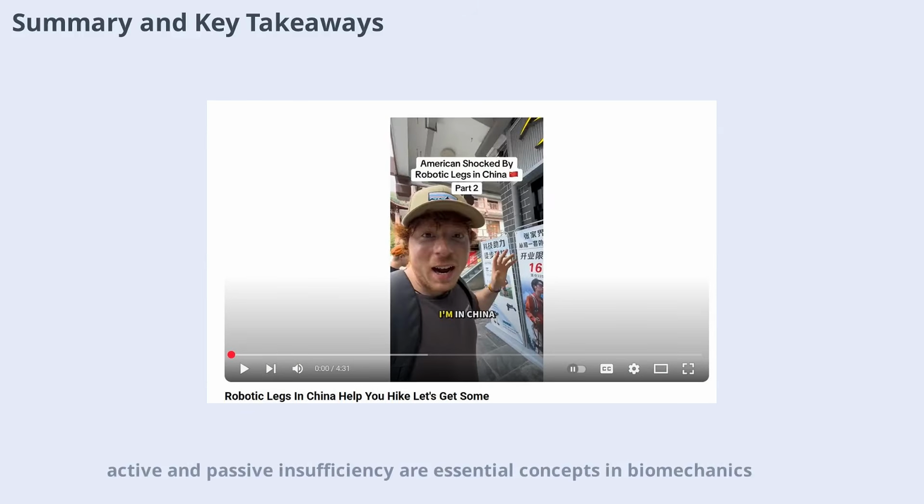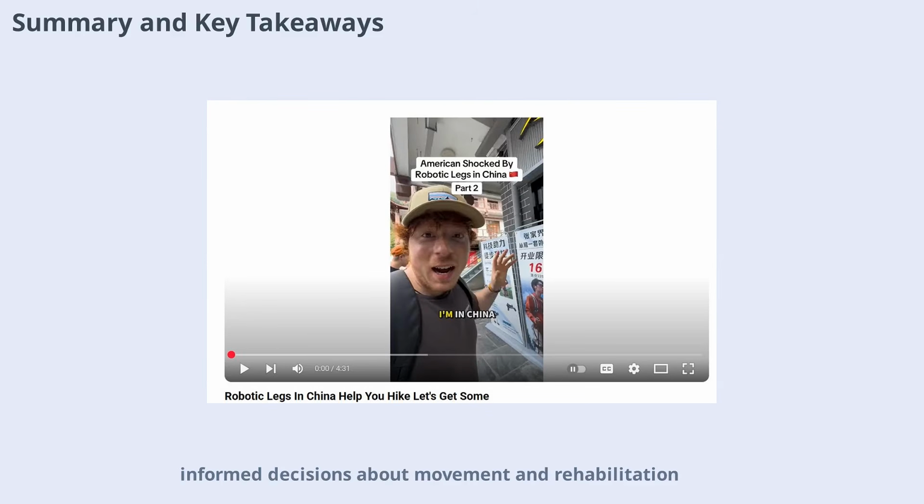Summary: active and passive insufficiency are essential concepts in biomechanics, affecting how our muscles function across multiple joints. Recognizing these limitations helps us understand movement, prevent injuries, and design better assistive devices. Whether you're a student, athlete, or engineer, this knowledge empowers you to make informed decisions about movement and rehabilitation.